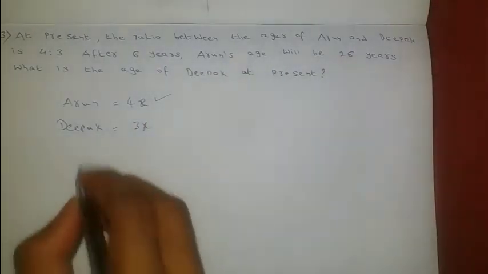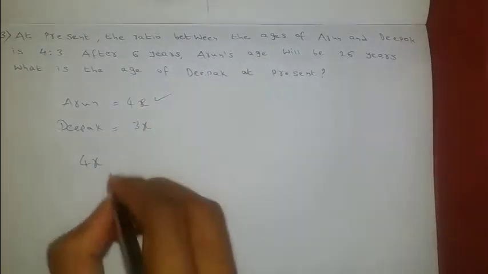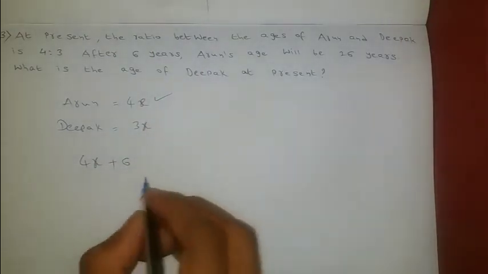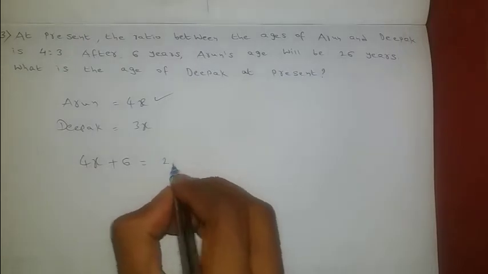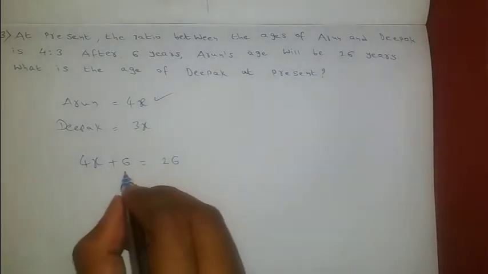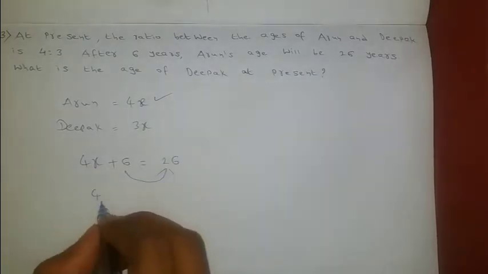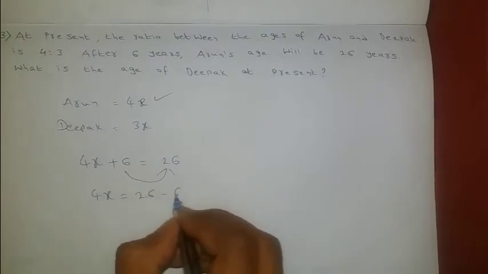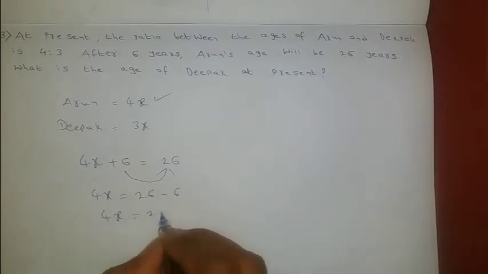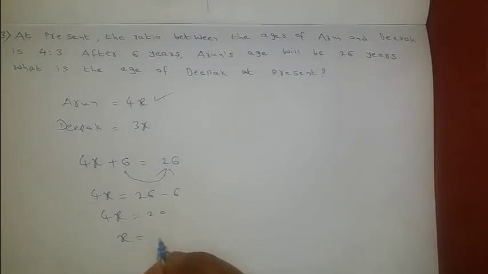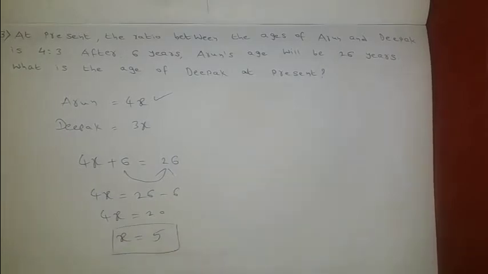The present age of Arun is 4x. Then after 6 years means plus 6. After plus 6, Arun's age will be 26. Take plus 6 to the right side, it will become minus 6. So 4x is equal to 26 minus 6. So 4x is equal to 20. x is equal to 5 years.